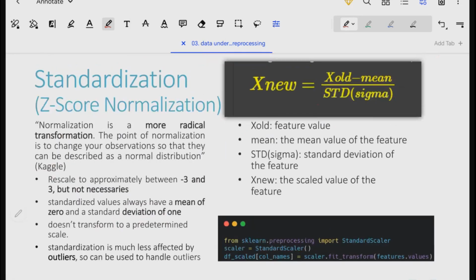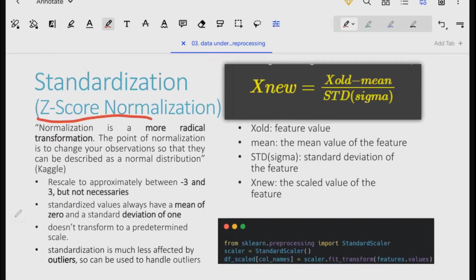Okay. Standardization, or z-score normalization. For z-score, we're talking about standardization, in other words, is a more radical transformation. Why is it more radical? Because it is going to change not only the values of the features to new values, but also the distribution of the data. While the previous ones may not change the distribution, you are just changing the values. This one is more radical because it has done two things. It has changed the values to new values, plus it has changed the distribution of the data.